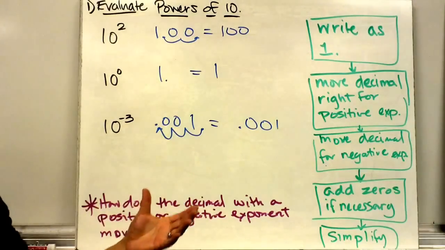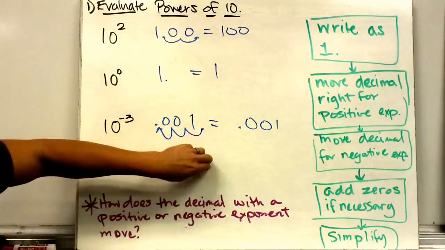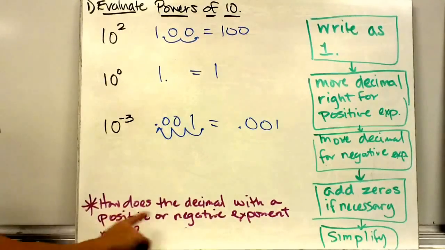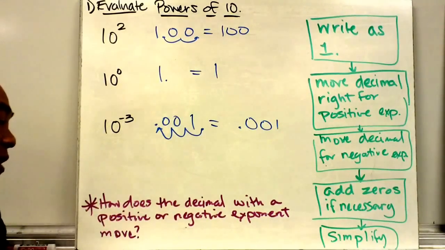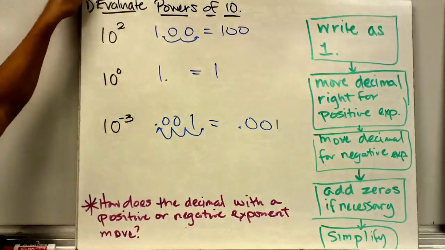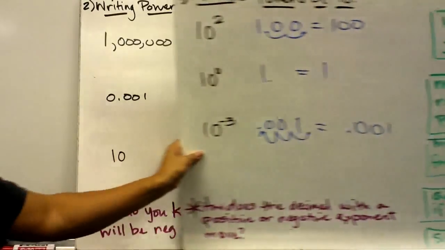Alright, so now, the question that I'm going to ask you for this particular example here is, how does the decimal move with a positive or negative exponent? And you should have gotten that by our examples here. Okay? Alright, let's move on.